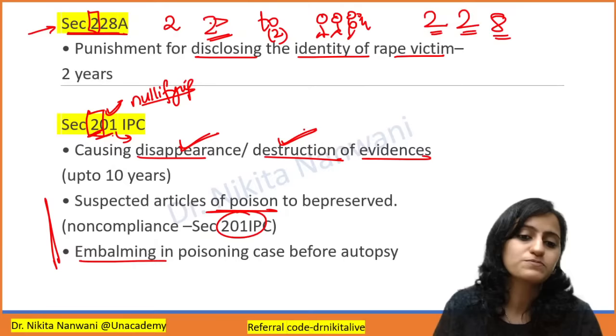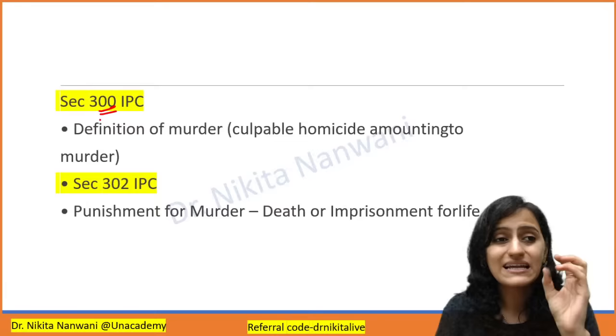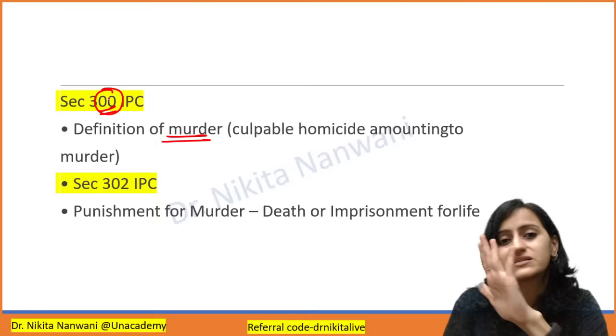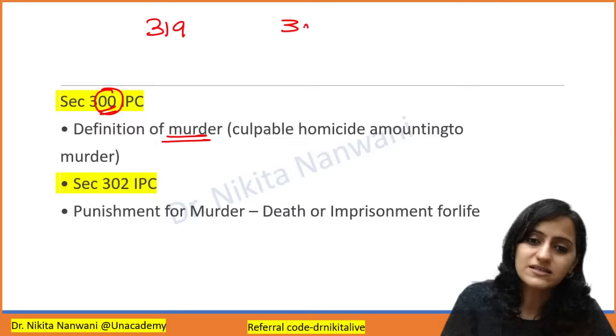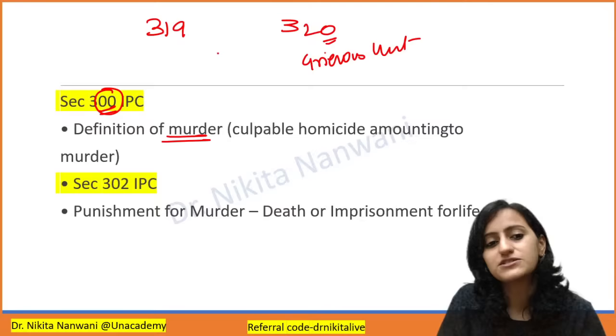Then we have section 300, 302, 304. Now in your 00 wala, nullify karne wala, matlab zero karne wala, is definition of murder. You have nullified a person entirely. That means killed a person. Similarly, we will see in hurt and grievous hurt, 319 and 320. Jisme zero aata hai, wo zyada nullify karne wala hai. That is your grievous hurt. Okay, 320 is your grievous hurt.